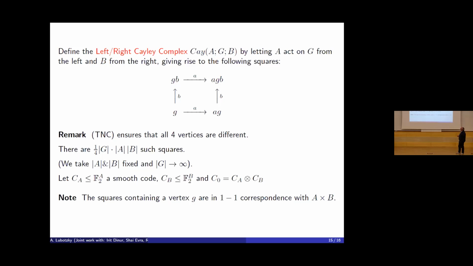How many such squares do we have? That's easy to check. It's 1/4 the size of G times A times B. Now, we are going to take G going to infinity, but the sizes of A and B are fixed. As I said before, these are Ramanujan graphs on R generators, R is fixed, and the size goes to infinity. Now we take C_A inside F2 to the A, a small code, and C_B in F2 to the B, some code. I assume that A is equal to B, I don't mind taking the same code, and I will look at the tensor code. The tensor code is R by R matrices. R is fixed.